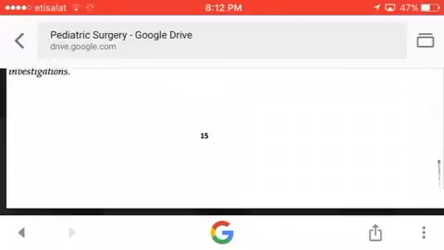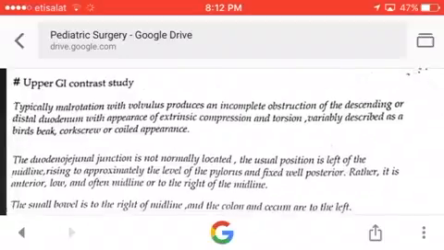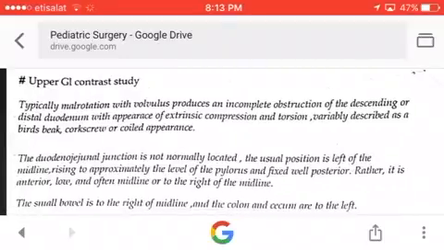Upper GI contrast study. Typically, malrotation with volvulus produces an incomplete obstruction of the descending or distal duodenum with the appearance of extrinsic compression and torsion, variably described as the bird's beak, corkscrew, or coiled appearance.